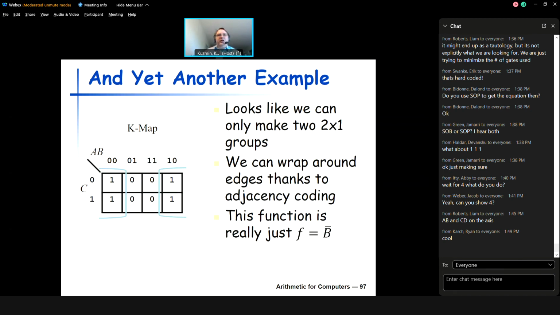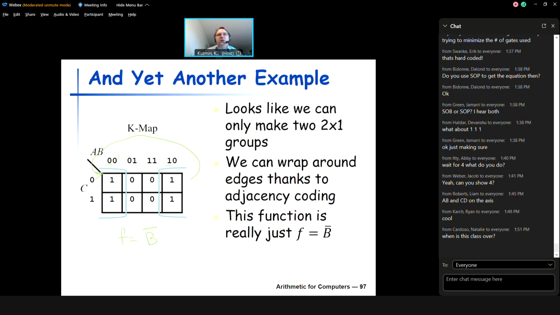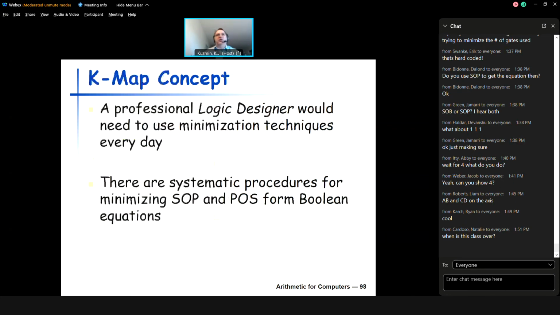All right, and here's an example with wrapping, right? So this wraps in this direction, and it's still 4, okay? So that means that our function is not B. Why is it not B? Because we see, well, C doesn't matter, it changes. And then A changes, it's 1 and 0, so it does change. And then B is at 1, so it has to be negated when we take it for this formula.